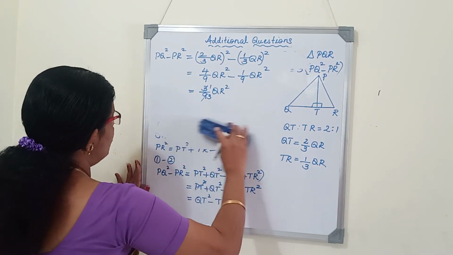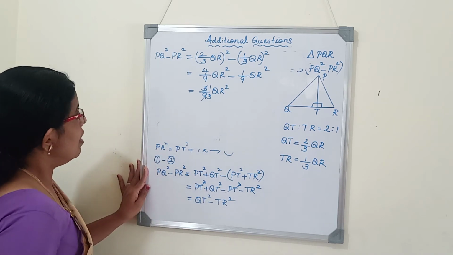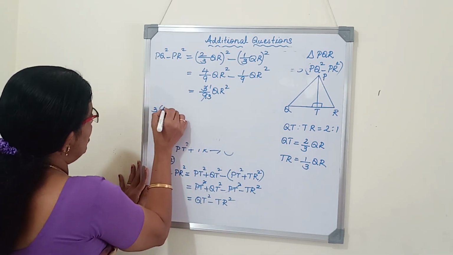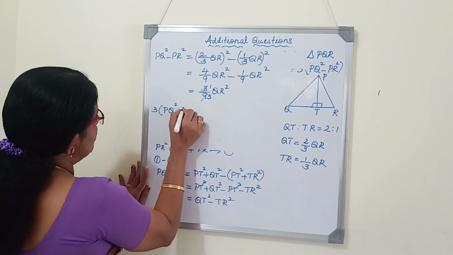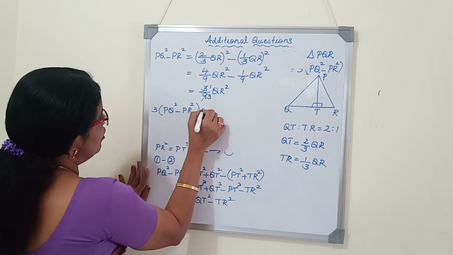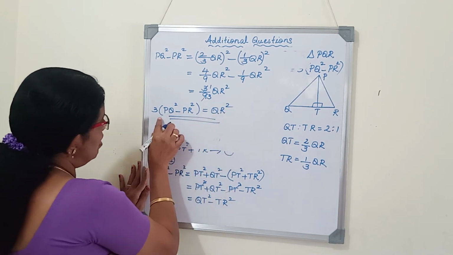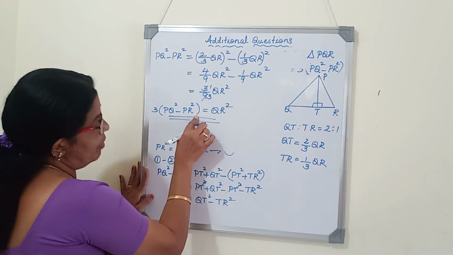So, now we will cross multiply. Denominator is 3. When you cross multiply, we will get 3 into PQ square minus PR square is equal to QR square. This is what we wanted to prove. QR square is 3 into PQ square minus PR square.